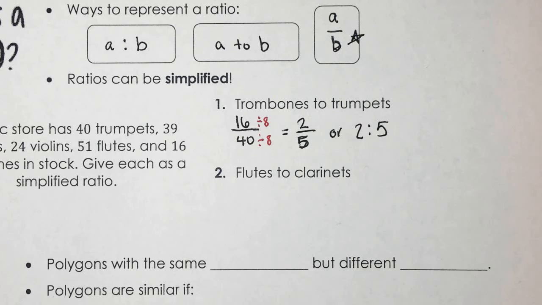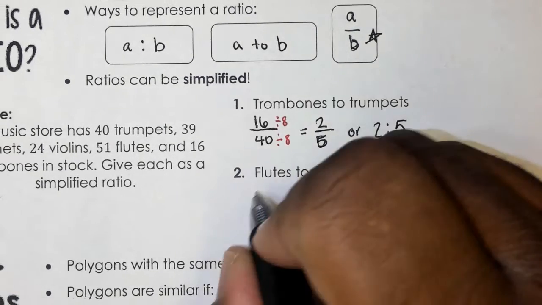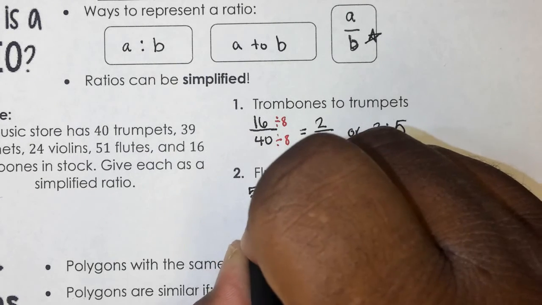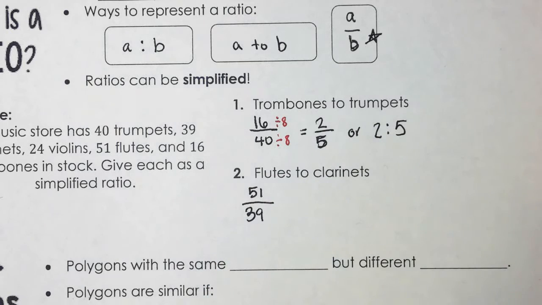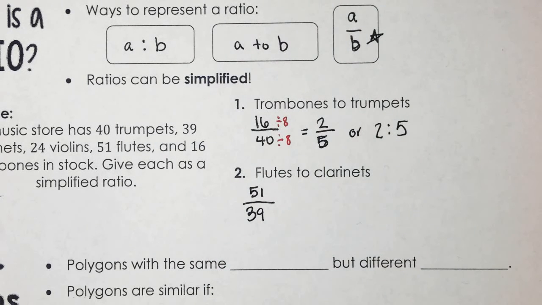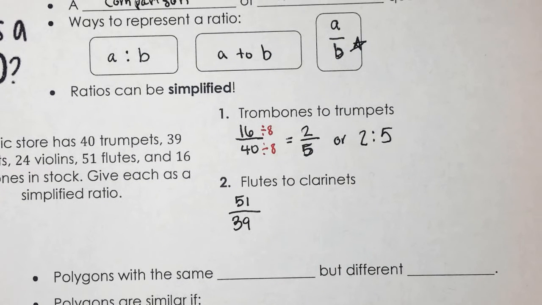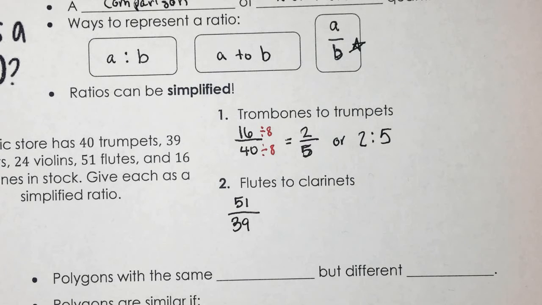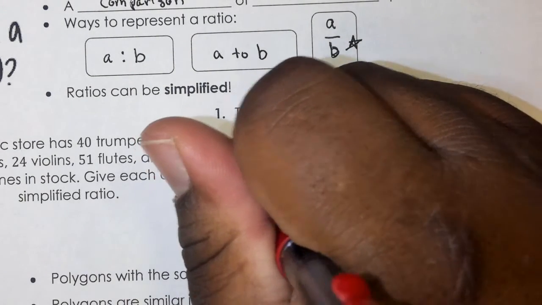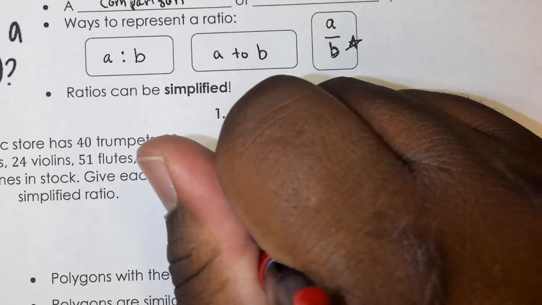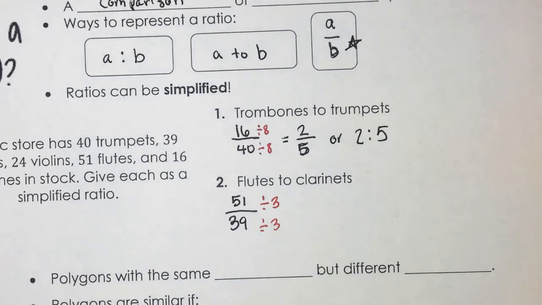Next one, flutes to clarinets. You got 51 flutes. Clarinets, we have 39. Now looking at this one, at first glance you might not think you can reduce this one, but it's best to always try. And this one's kind of hard because of that 51, but I know at the bottom 39 I can at least divide by 3. I would just try up top to see if you can. If you can't, then you just leave it like this. But if you can, try to reduce.